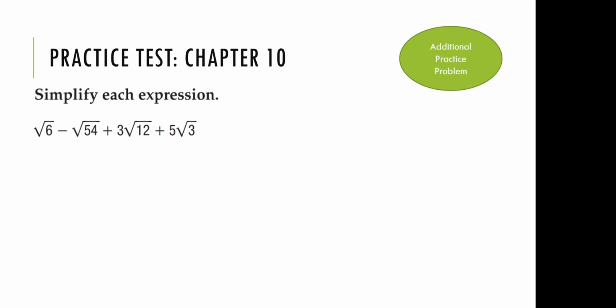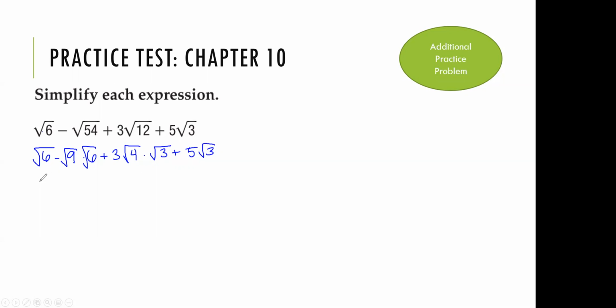Okay, so we have to look at each one of these terms and see if any of them have a perfect square factor. Well, the square root of 6 does not. Okay, so we leave that as the square root of 6. 54 has a factor of 9, because 9 times 6 is 54, and 9 is a perfect square. And then we have 3 times the square root of 12, and 12 has a perfect square factor of 4. 4 times 3 is 12. And then 3 does not have a perfect square factor.